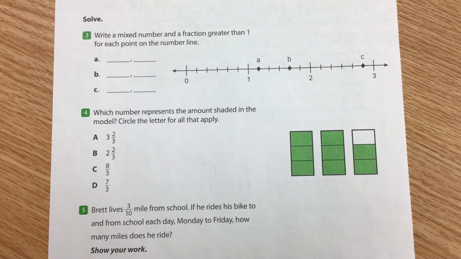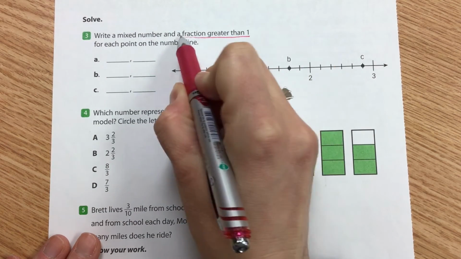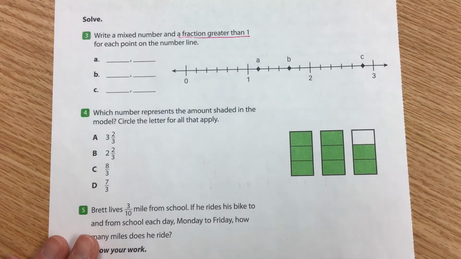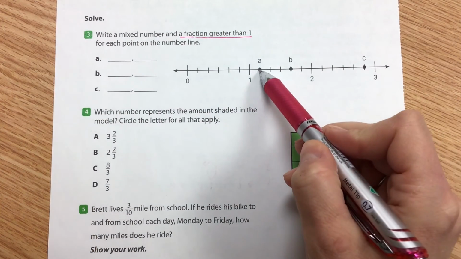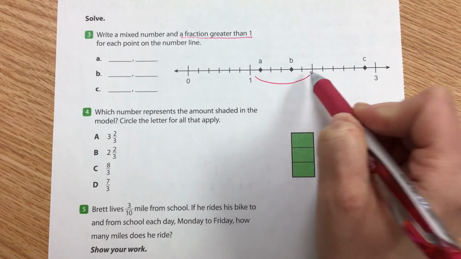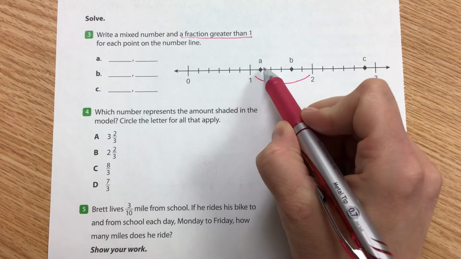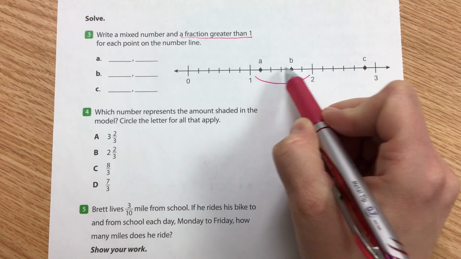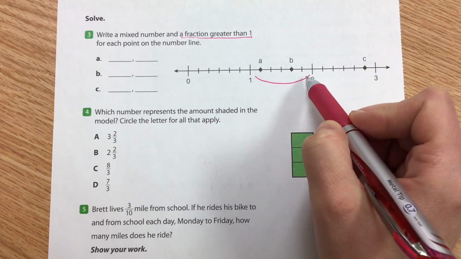Number 3 says write a mixed number and a fraction greater than 1 for each point on a number line. And remember, when it says a fraction greater than 1, we think of this as an improper fraction. All right, so our first one is letter A. To be able to identify what this is, we have to see how they are splitting up our numbers. So I'm going to look and see, this is 1, 2, 3, 4, 5, 6. So these are separated into sixths.